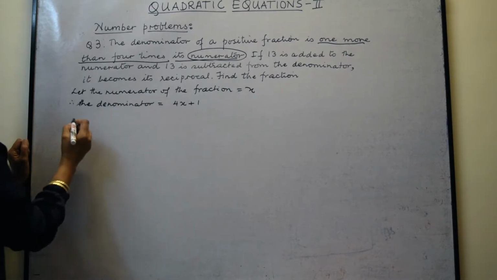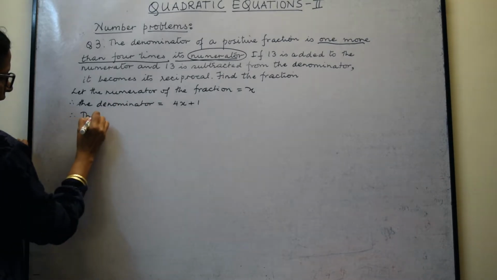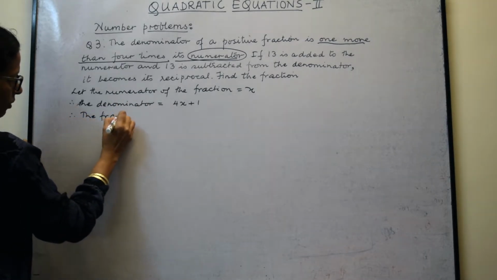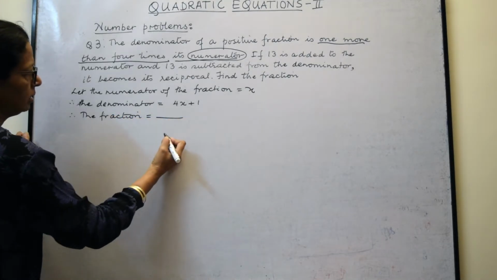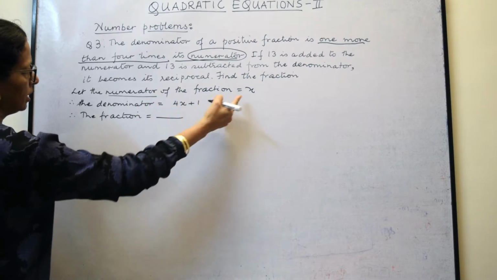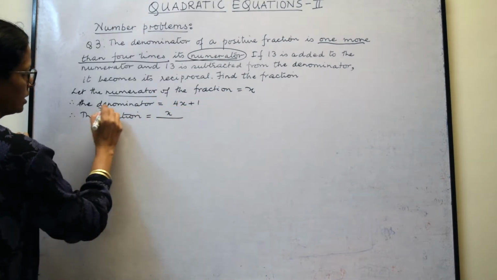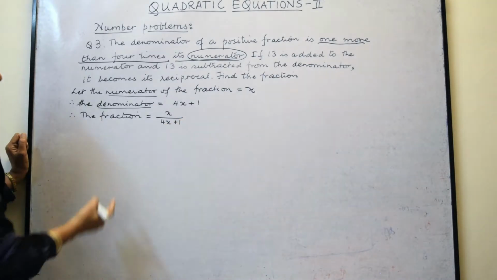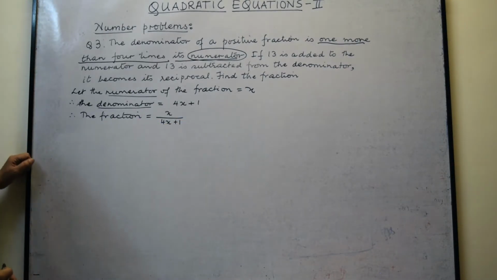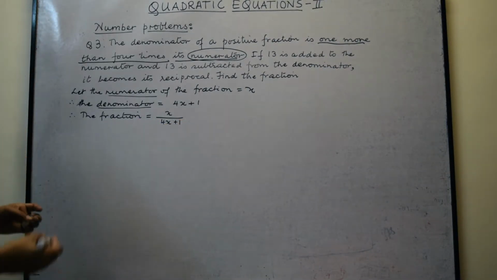So now that we are on the right track, what does the fraction become? Remember, it is numerator upon denominator. What is our numerator? The numerator is x. What is our denominator? It is 4x plus 1. So this is our fraction. Now let us come to the second part.